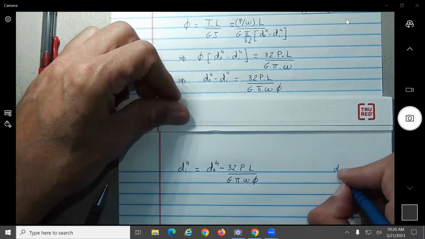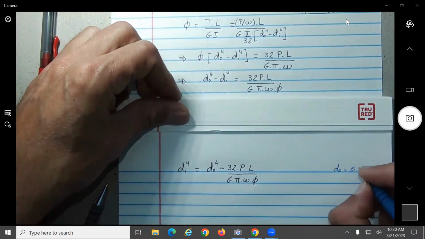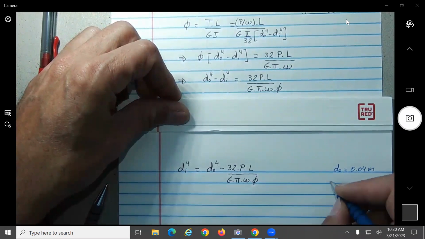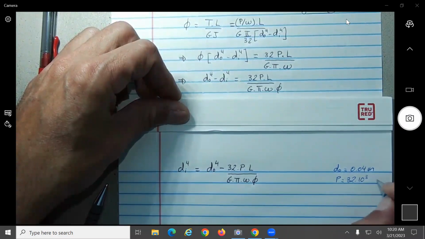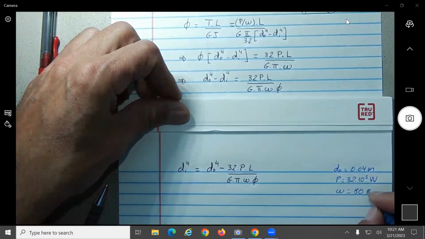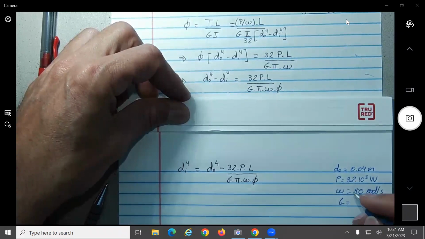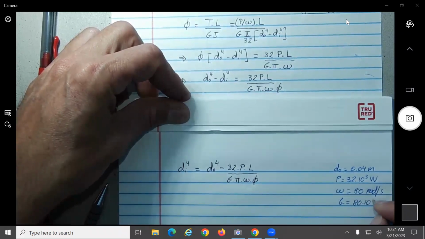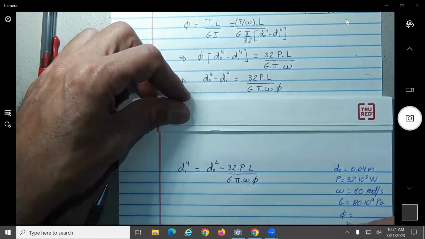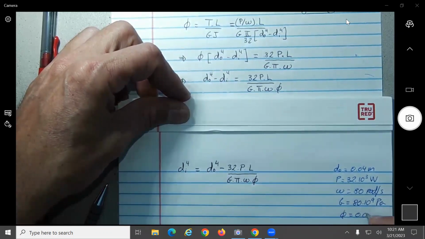We know D outside, I wrote it before, is 0.04 meters. We know P is 32 times 10 to the 3 watts. Is that the same as before? Omega is 80 radians per second. And this time, what do we need? G, we just wrote it down, is 80 times 10 to the 9 pascals, and phi, the angle for our design, should not exceed 0.05 radians.